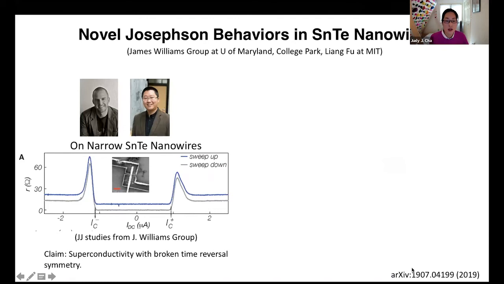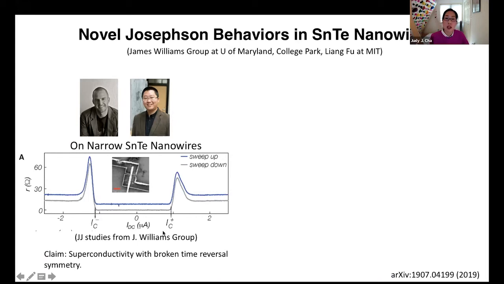A key point is that if you look at the critical current, meaning when you flow a high enough current, the superconductivity gets suppressed. So what is the maximum current that superconductivity is still retained? That's the critical current. If you look at the critical current on the negative side and the positive side, it is different, and that's very odd. You wouldn't expect that for regular junctions in overdamped regions.